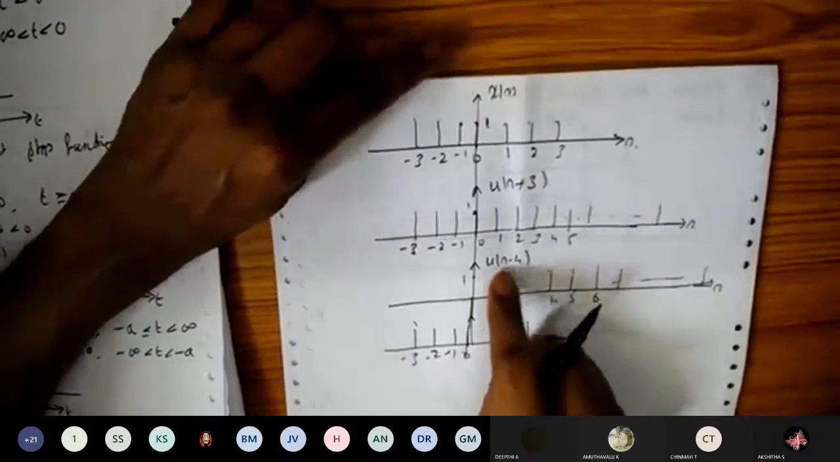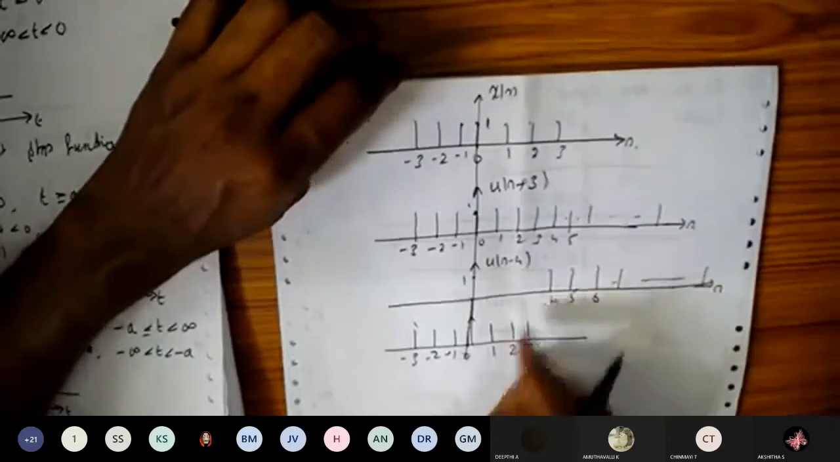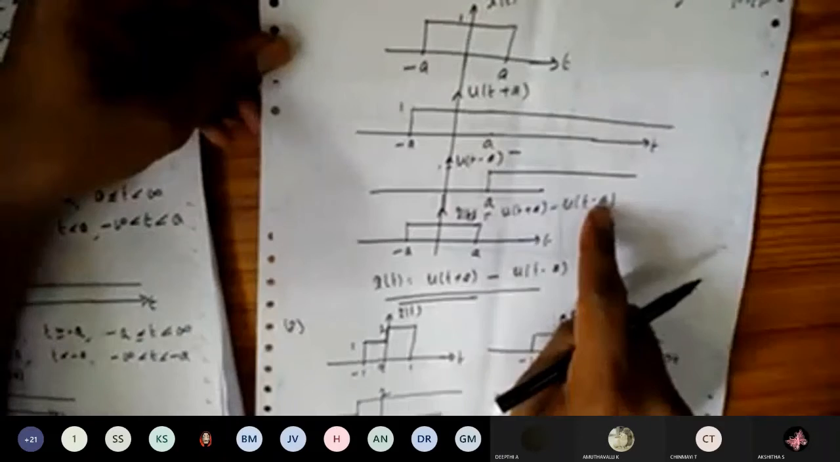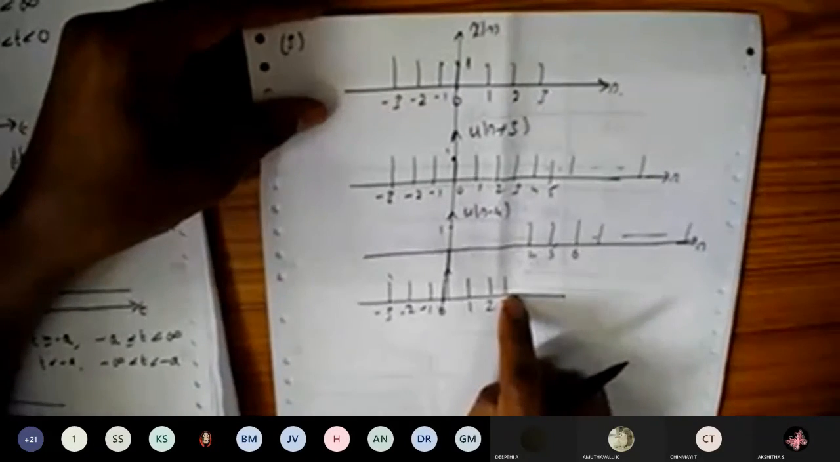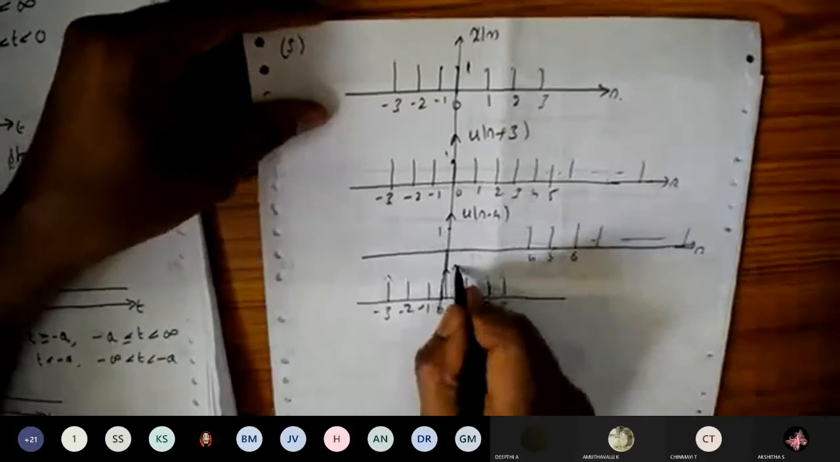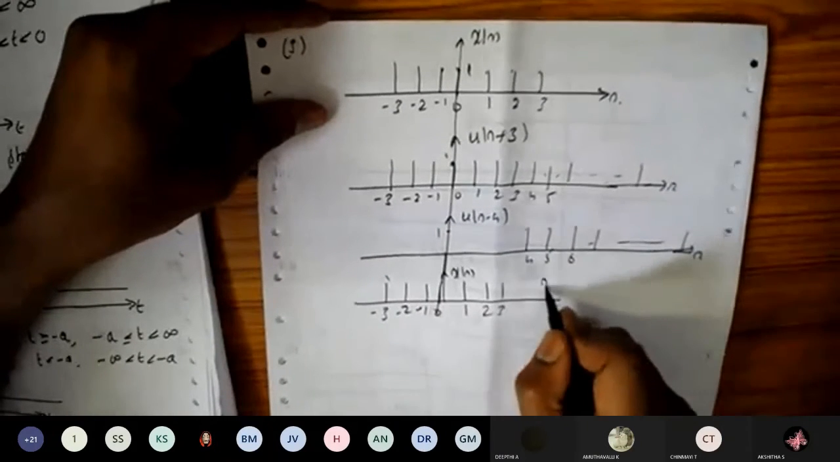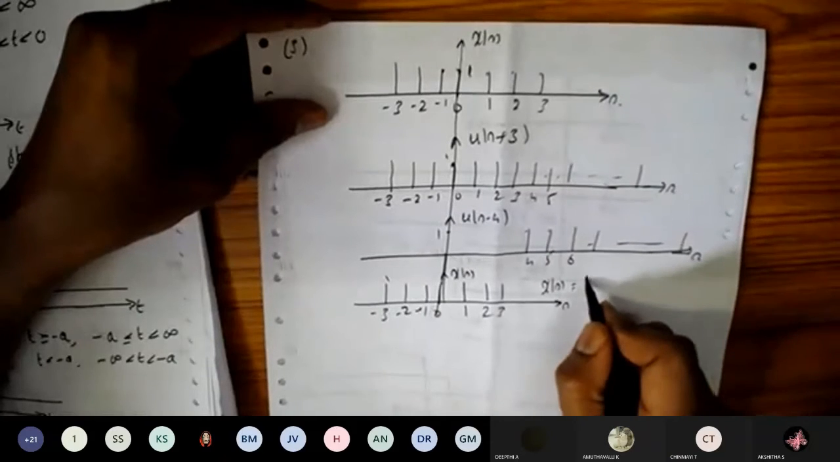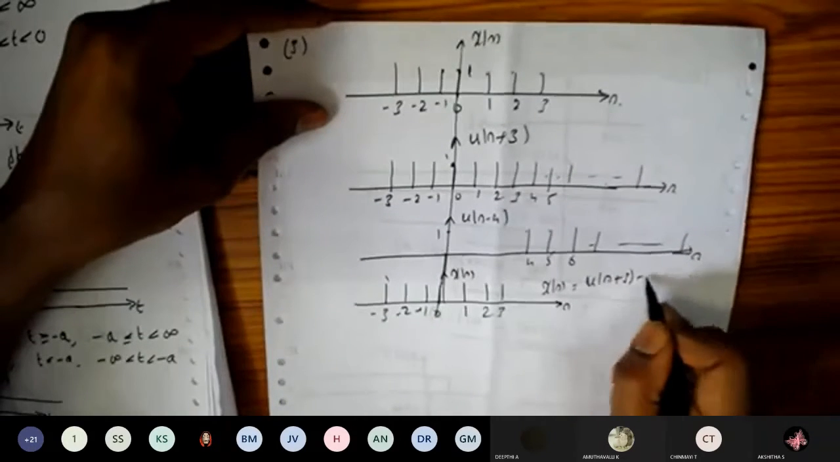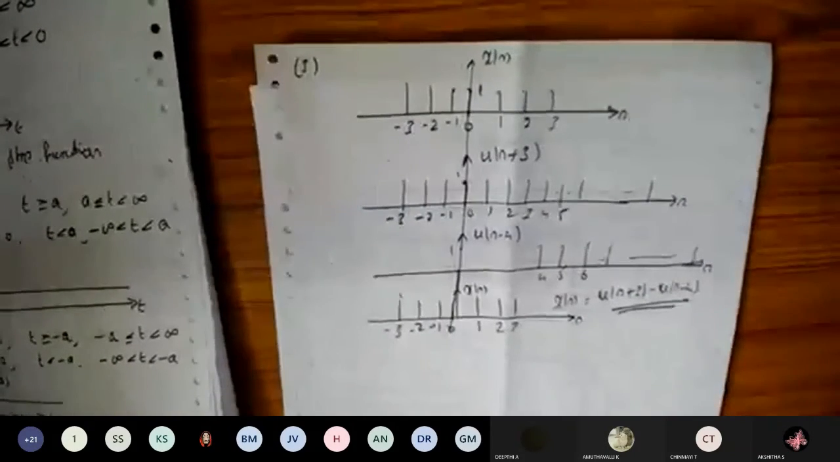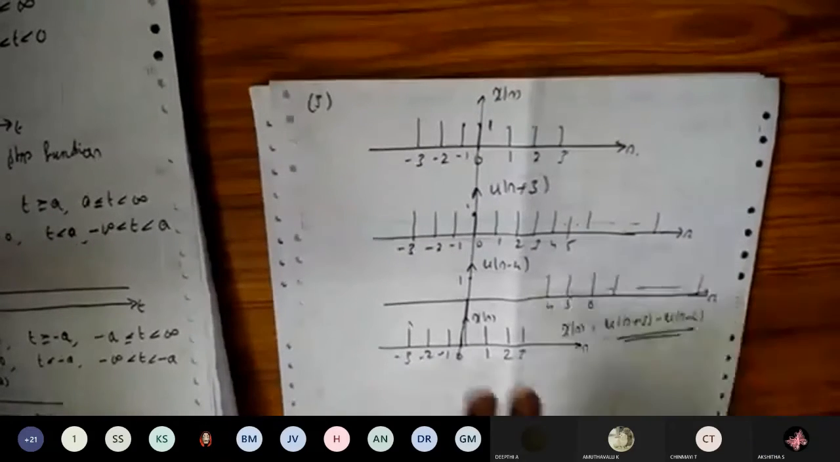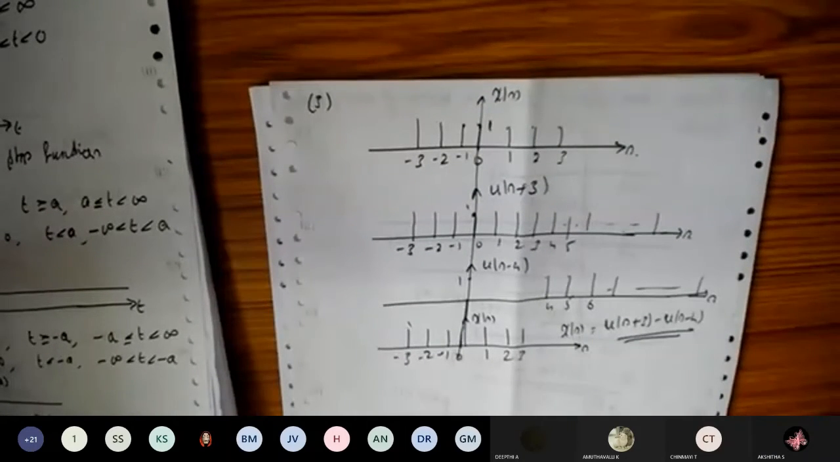In the case of the discrete time signal, we take the value one greater than that. But in the case of the continuous time signal, you can see u of t plus a and u of t minus a are taken, because it is continuous at every interval. For the discrete time signal, we should take one value greater. So when you take the difference, x of n is equal to u of n plus 3 minus u of n minus 4. This is the waveform which we can express in terms of the unit step function.